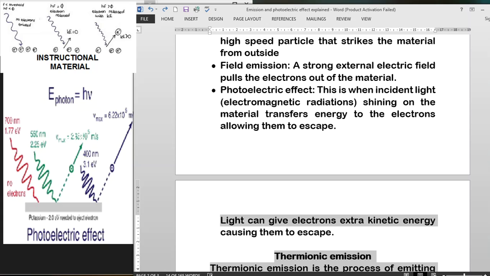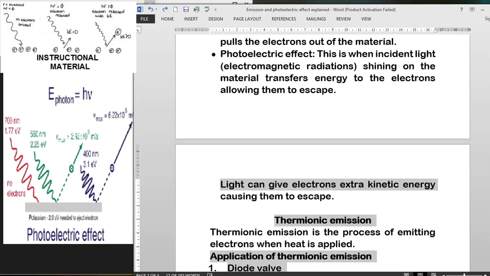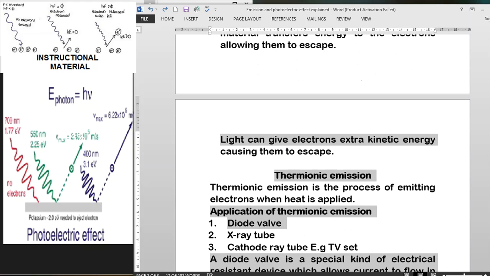Now we also want to explain thermionic emission. Thermionic emission, as we know, is the process of emitting an electron when heat is applied to it. When heat is applied, the process whereby electrons are emitted is what we call thermionic emission.